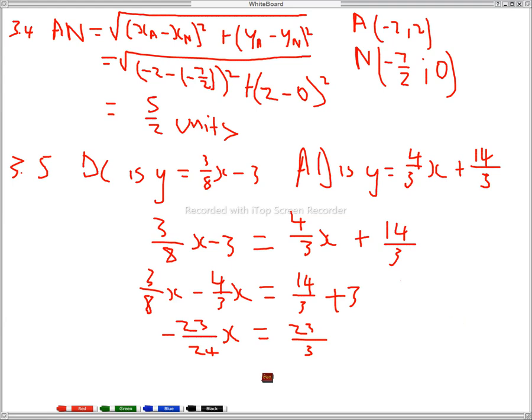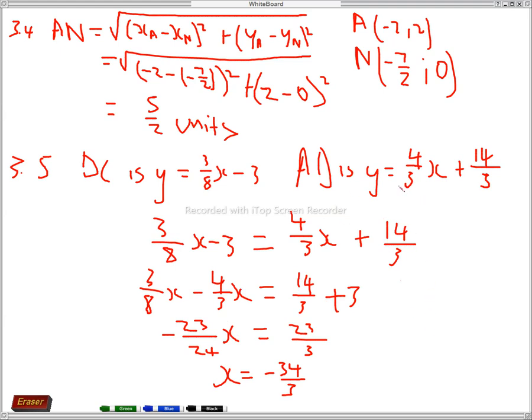Let's see our answer. It must be negative. So x is equal to the negative of 34 over 3, which is negative 11.33, but I will just leave it like this. So this is the x coordinate, so we have to find the y.